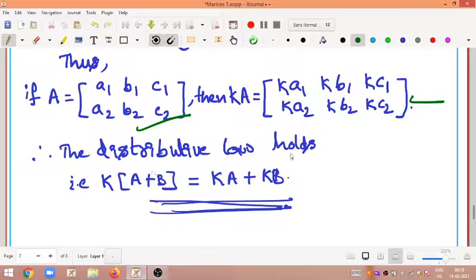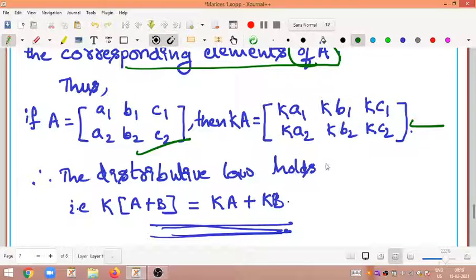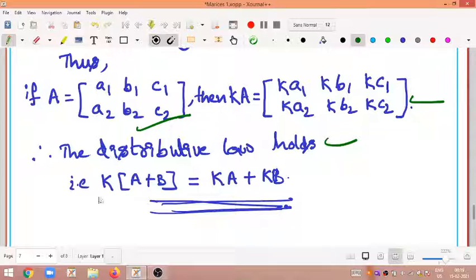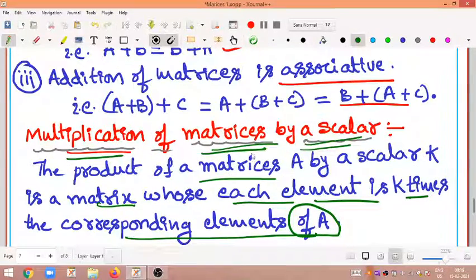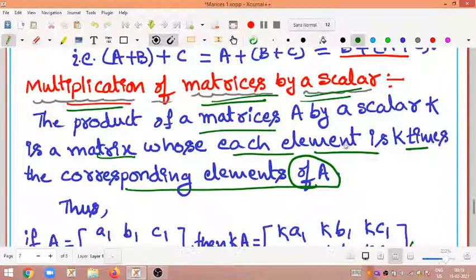See here. So that's why the distributive law is satisfied. That is, k times (A plus B) is equal to kA plus kB. This is multiplication of a matrix by a scalar.